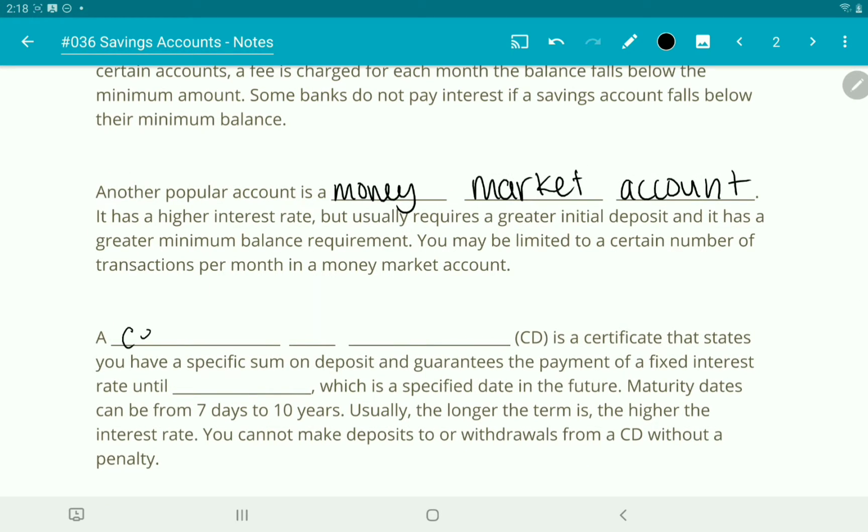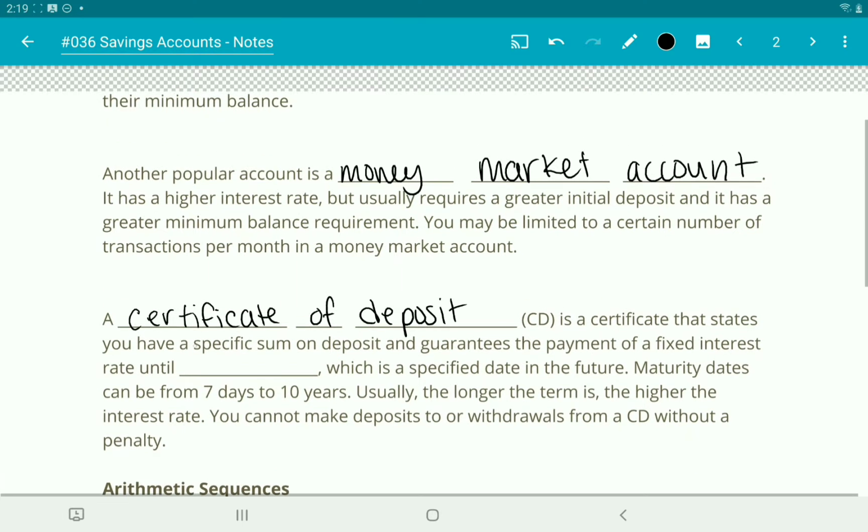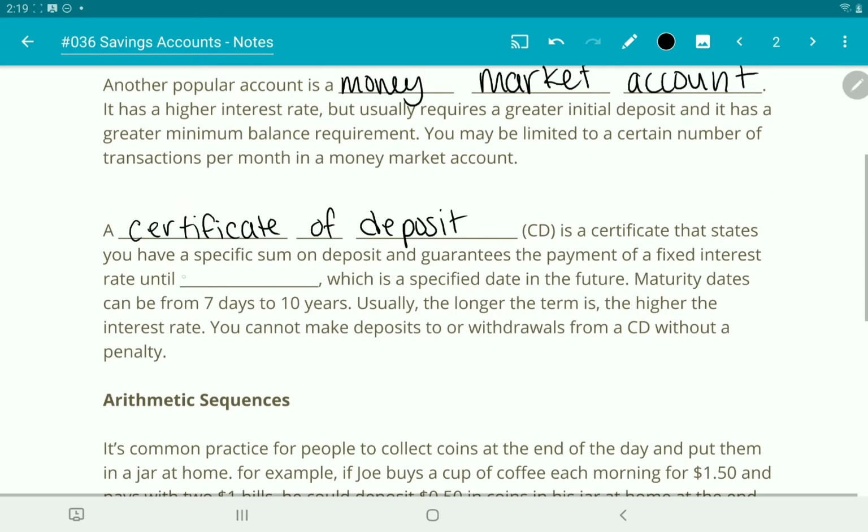A certificate of deposit, or a CD, is a certificate that states that you have a specific sum on deposit, so you've put this much money into the savings account, and it guarantees the payment of a fixed interest rate. So you're guaranteed this fixed interest rate until it reaches maturity, which is just a specified date in the future. Maturity dates can be from 7 days to 10 years.